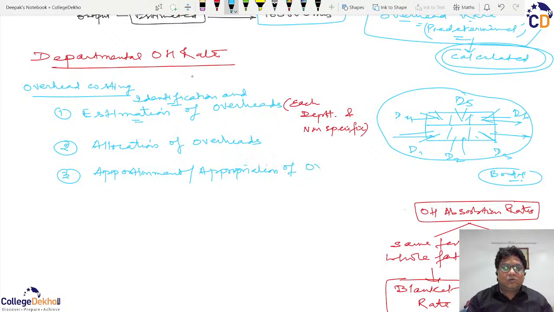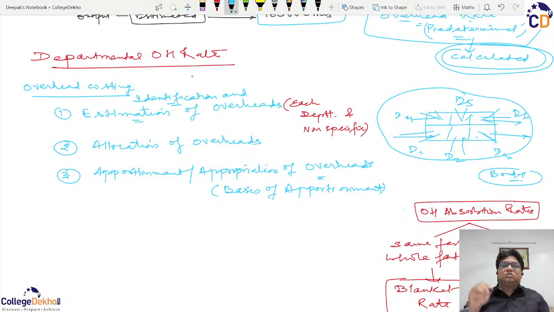Appropriation of overheads. By this apportionment or appropriation of overheads, which is done on a particular basis, we use the word basis of appropriation, the basis of apportionment. So we identify the most to the point, most specific basis, and on that basis we apportion common overheads to each department.